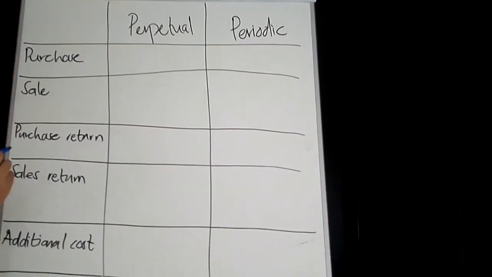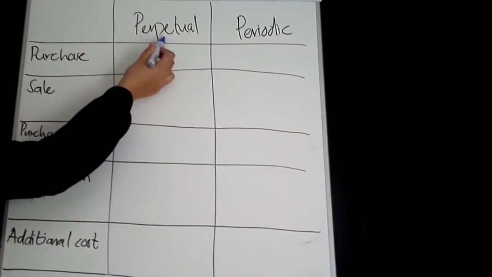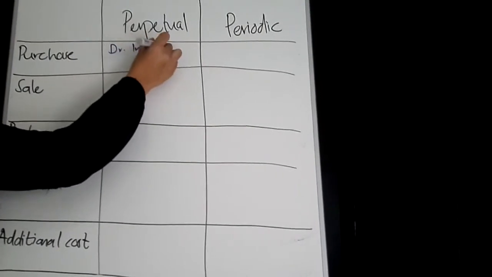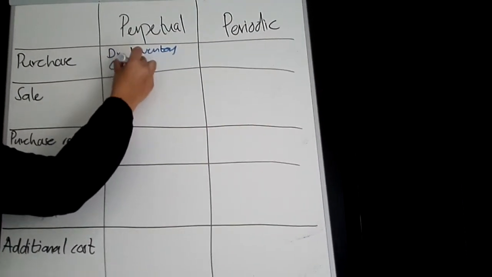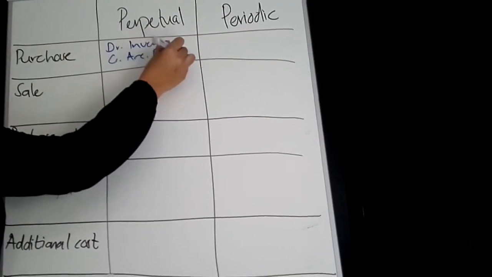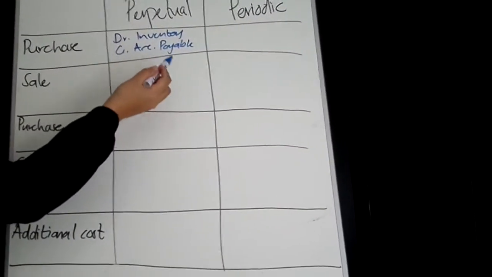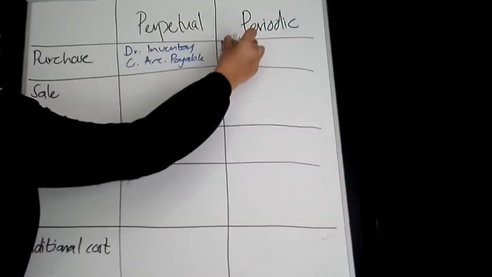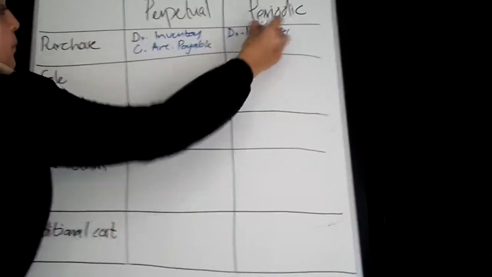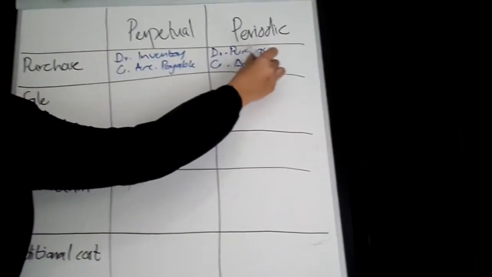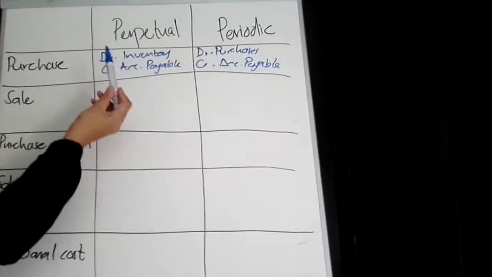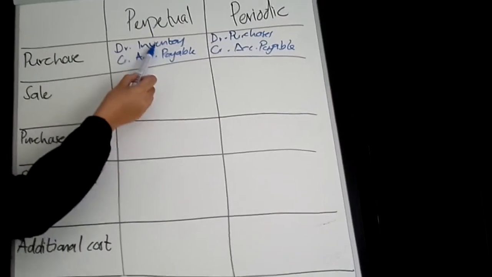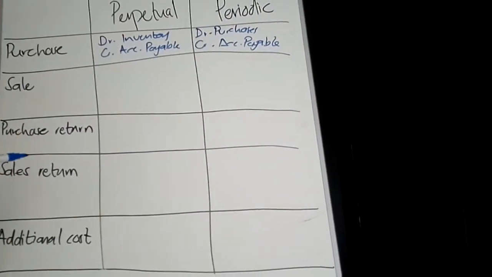The first transaction is a purchase. So if you're using the perpetual method and you've made a purchase, your journal entry would be debit my inventory, credit my accounts payable. Okay, I'm writing accounts payable, but obviously it could be bank if you have purchased it for cash. On the periodic method, you debit purchases and credit accounts payable. So the differences between the perpetual and periodic method when you are making a purchase is you debit inventory for perpetual, but you debit purchases for the periodic method.